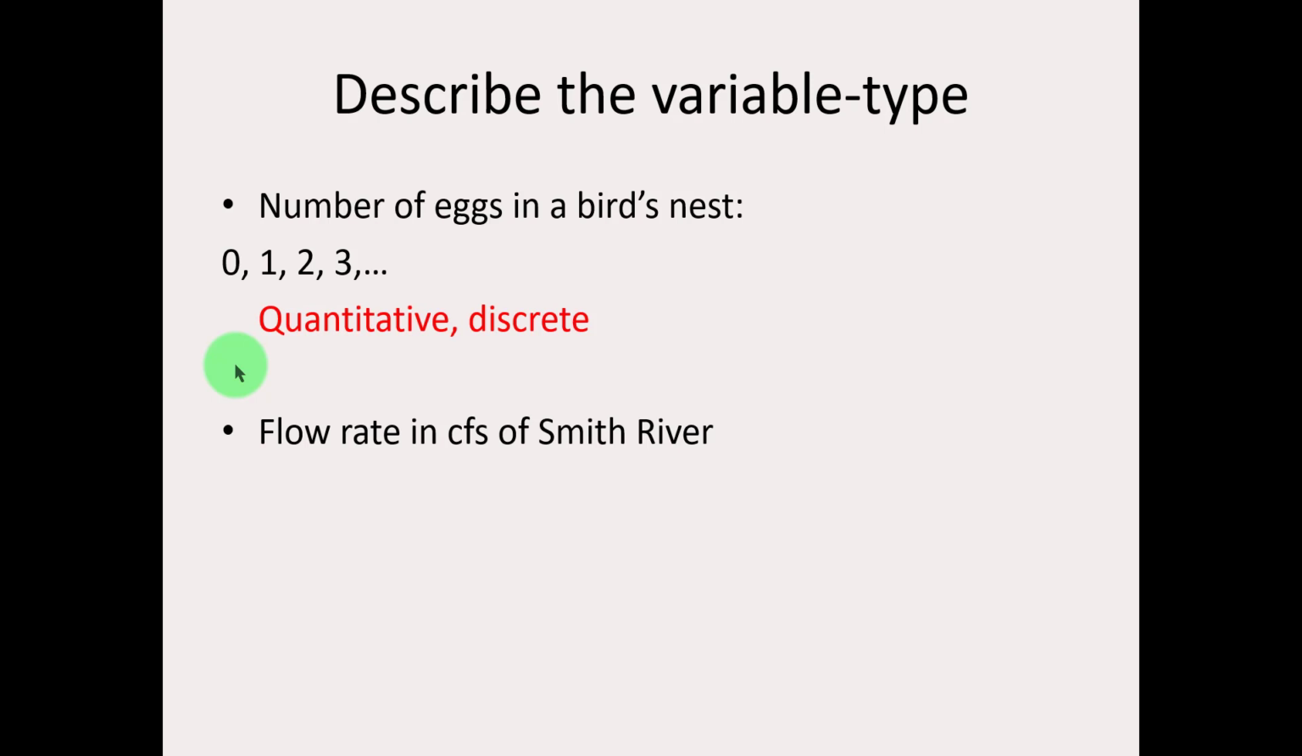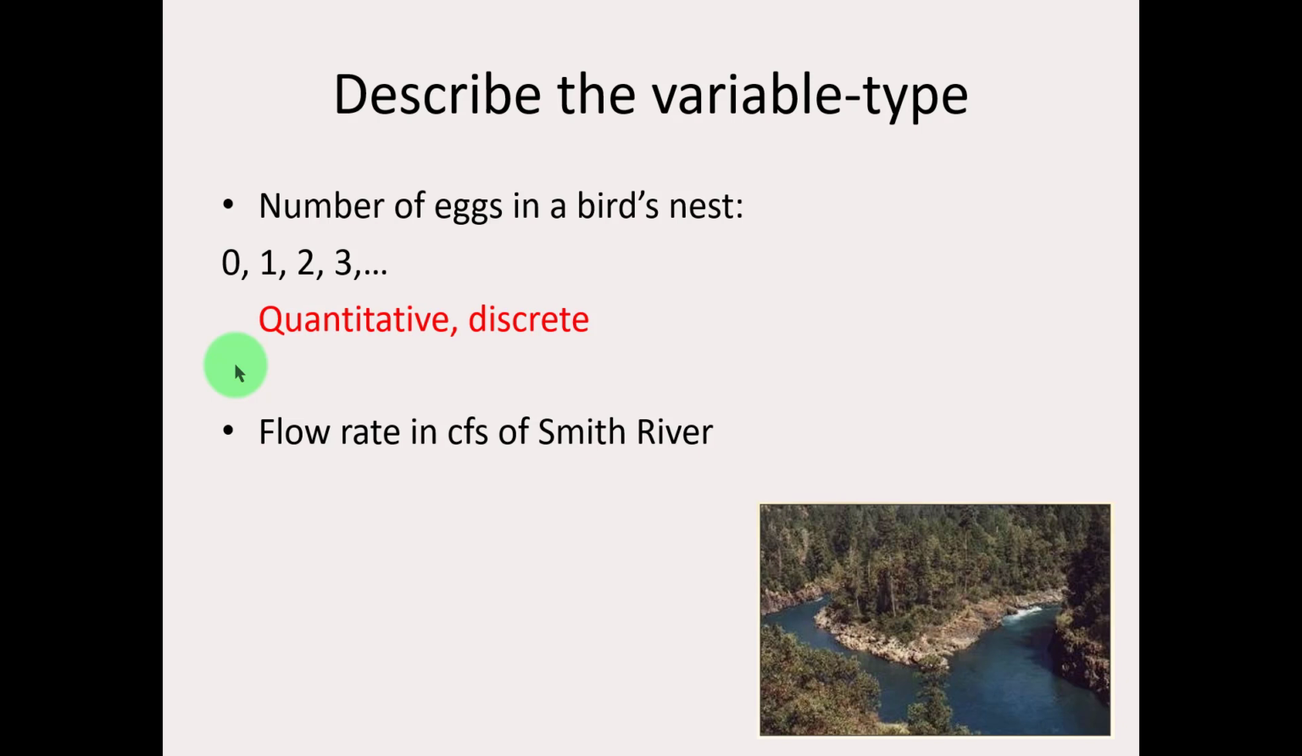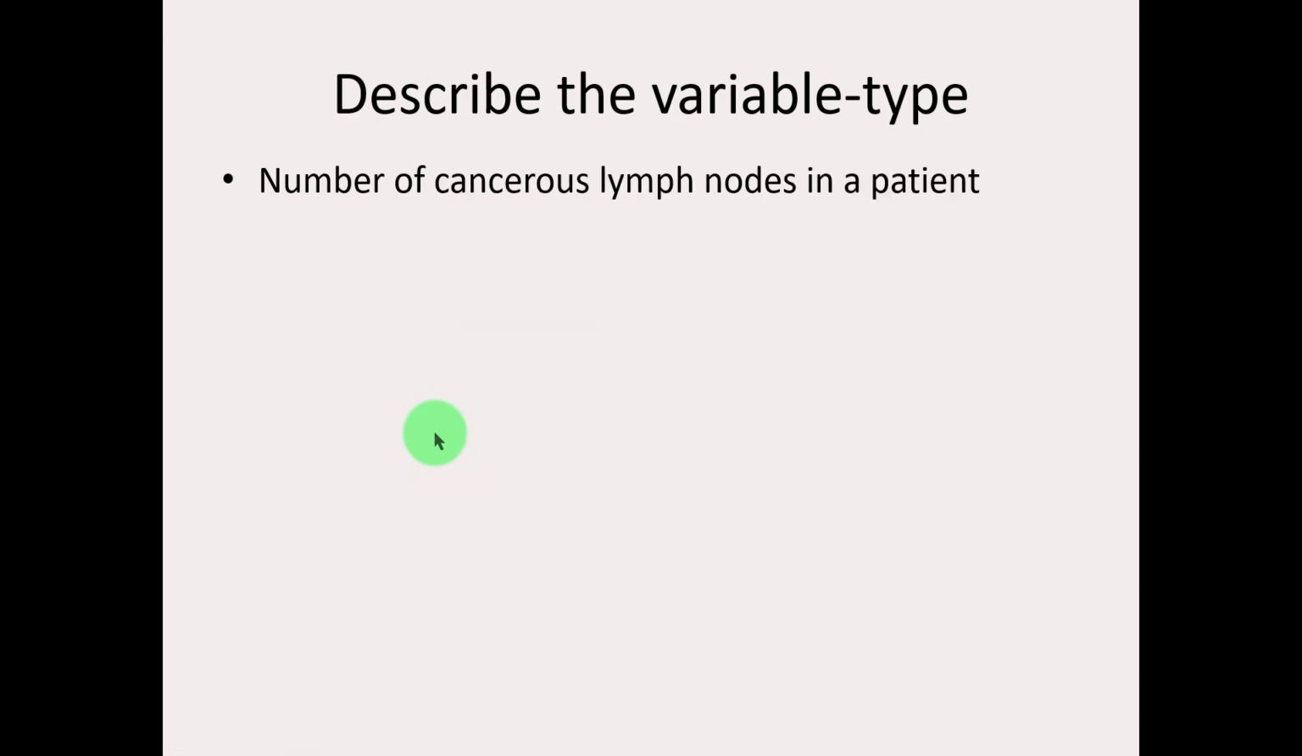Next, flow rate in cubic feet per second of the Smith River. A beautiful river up here in Northern California. Now this is flow rate, and this is a measurement, cubic feet per second. So that is quantitative, and because it's measured and you can have half of a cubic foot, that is a continuous quantitative variable. Got a few more for you. Number of cancerous lymph nodes in a patient. You're counting them up, so that's a discrete quantitative variable.